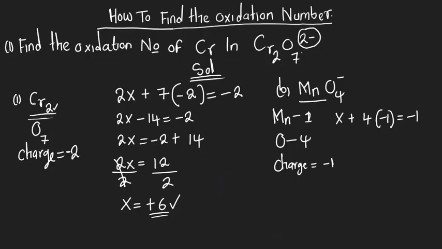Okay. So this will just be the same: x minus 4 is equal to -1. x is going to equal negative 3 plus 4. x is going to equal plus 3. So the oxidation number of manganese in this particular compound is plus 3.